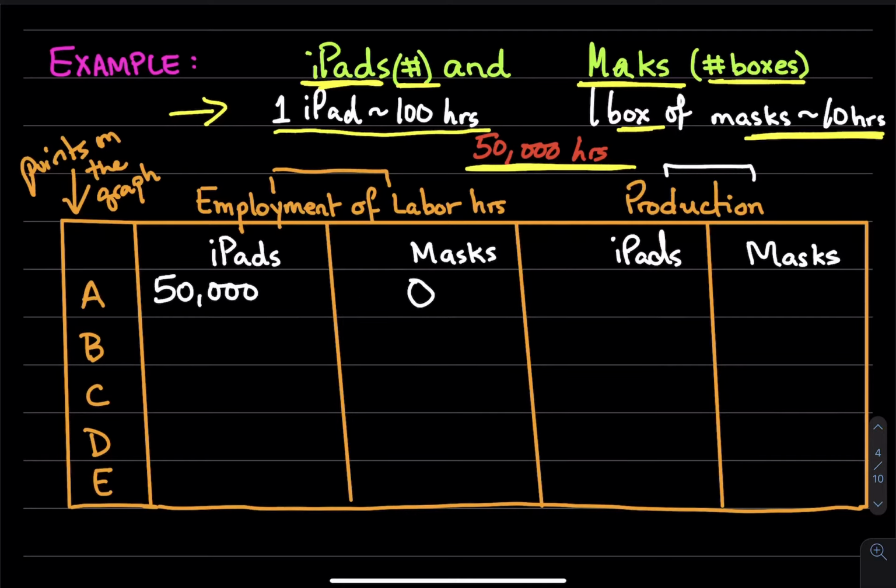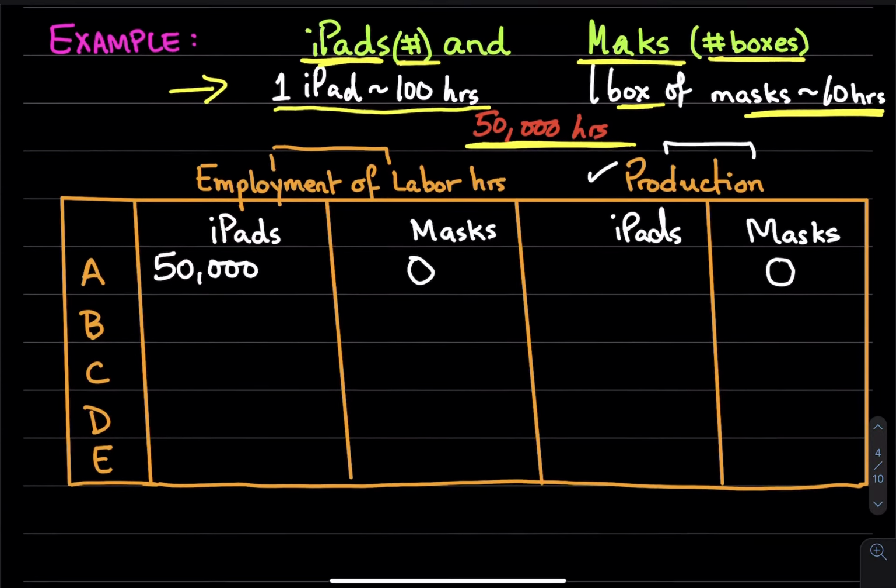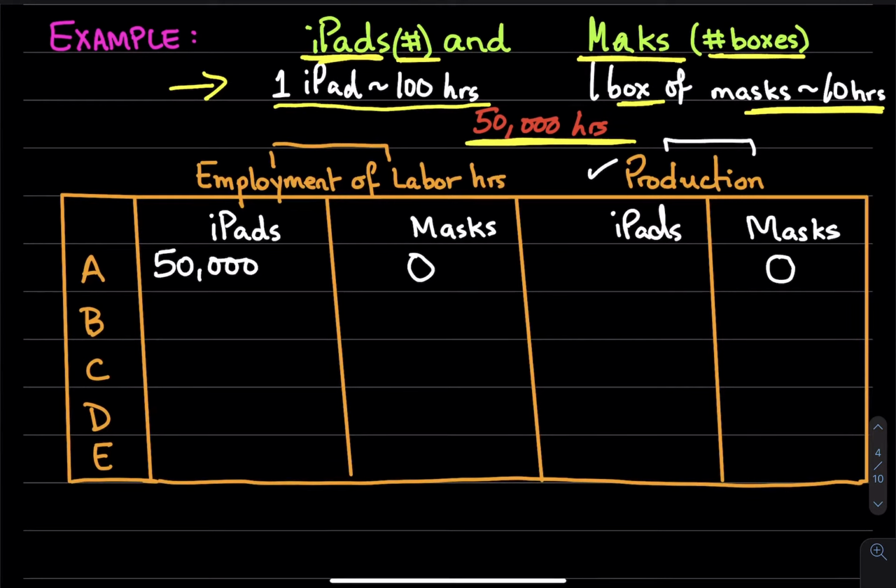So if we're putting 0 towards mask production, we are not going to be producing any masks, right? So we don't get any masks. This is again representing production. And then if we want to figure out how many masks we can produce, let me do the math over here.